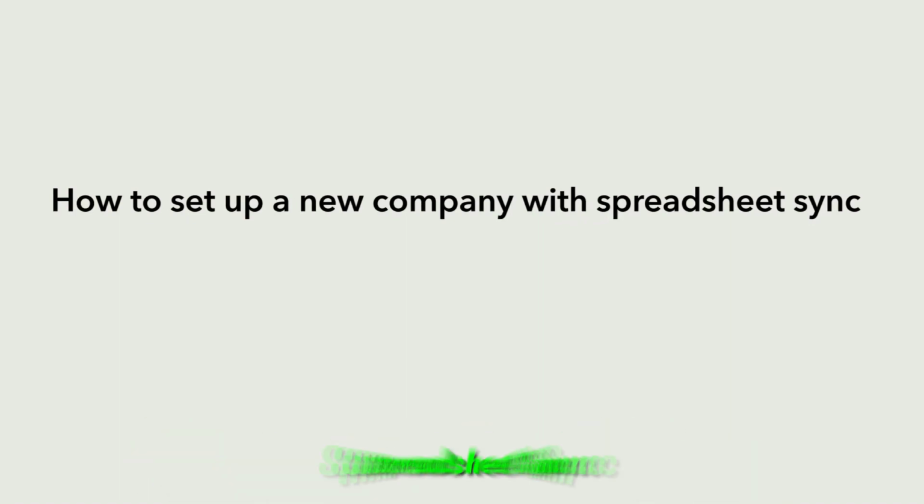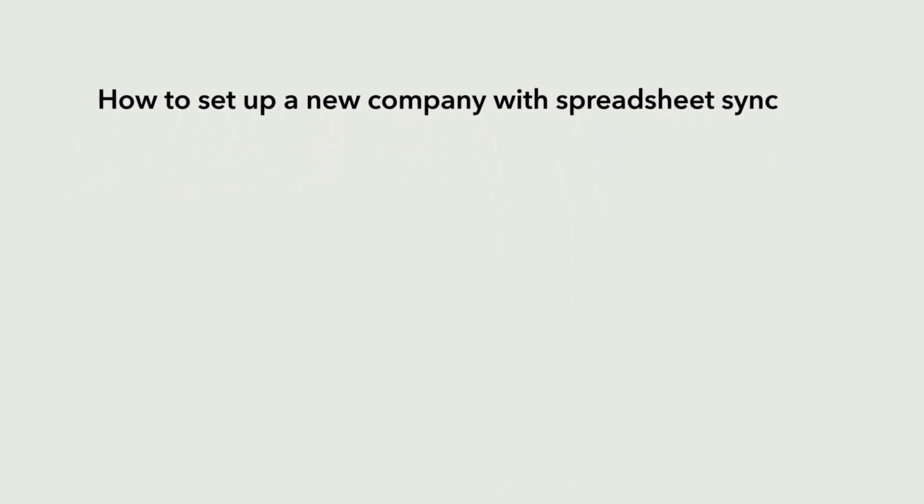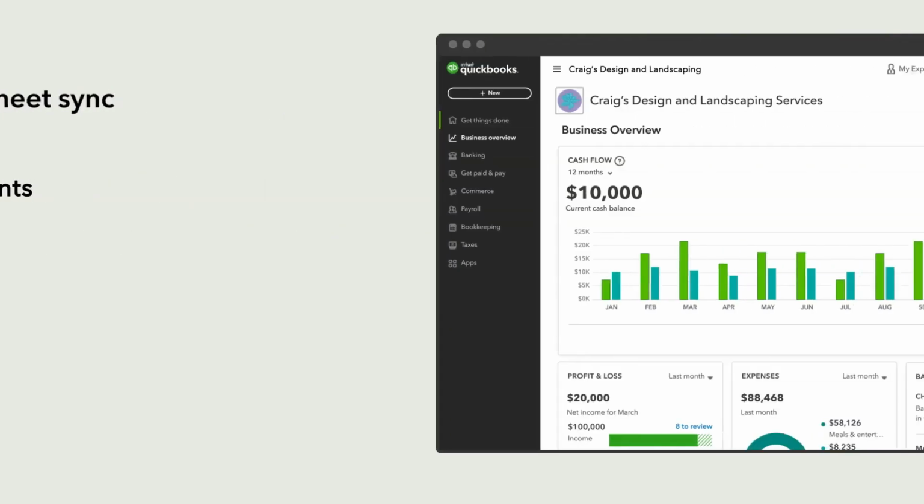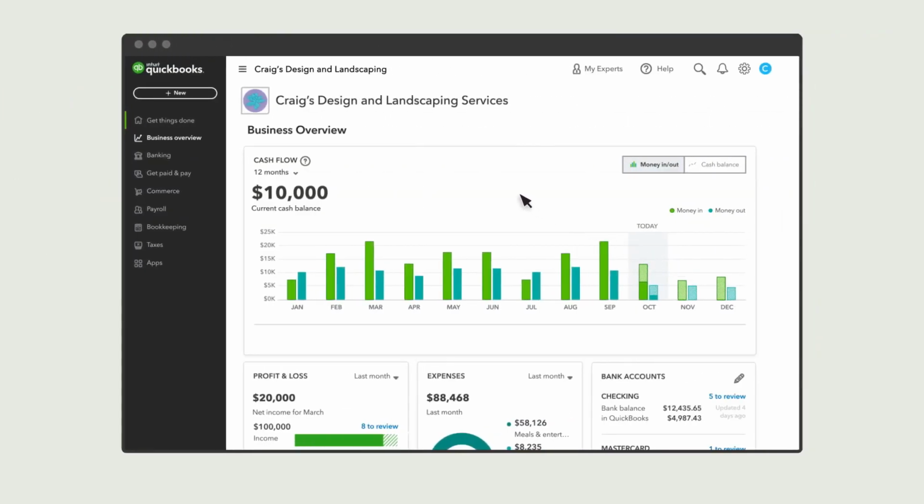With Spreadsheet Sync and QuickBooks Online Advanced, you can use Excel to set up a new company's info quickly. Let's go over how to import your customers, vendors, and accounts to QuickBooks, and then enter your starting balances so you can get up and running fast. To use Excel to import information into QuickBooks Online Advanced, you do need to install Spreadsheet Sync first. Check out this video to learn how.